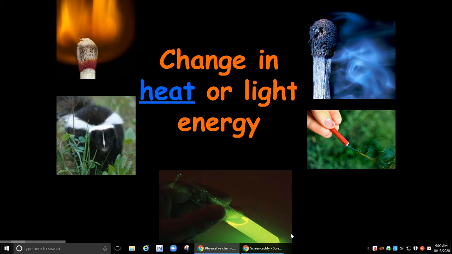Of course, firecrackers, burning of a match, digestion. I think that's why the skunk is in that picture. And then also glow sticks.